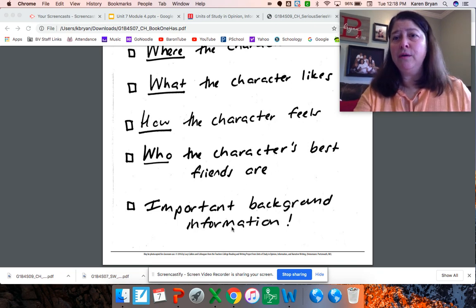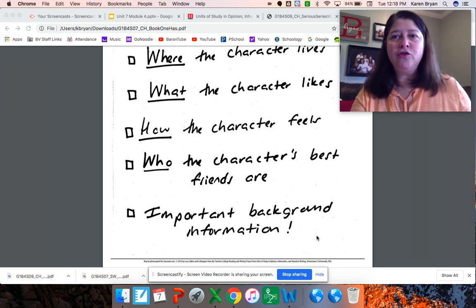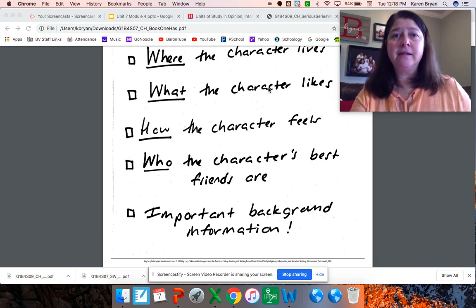And important background information. Something that you would want your reader to know without having to put it in every book. So your first book might have some information to let you really get to know that character, so that the next story you write about that character, if they've already read the first one, you don't have to redo that in that next one.